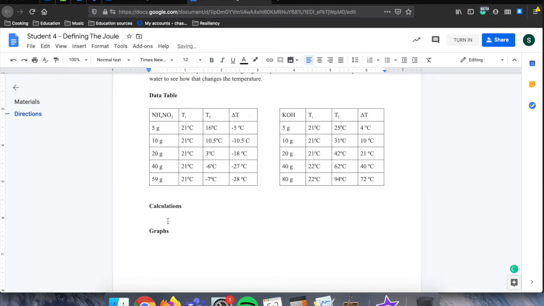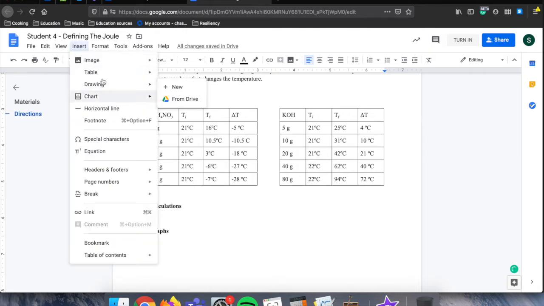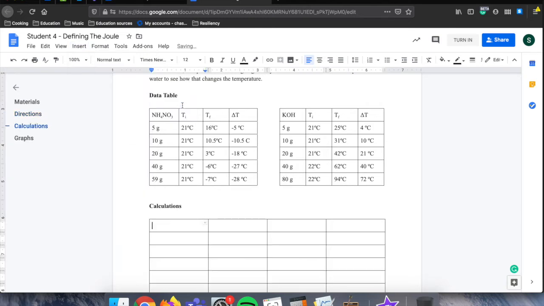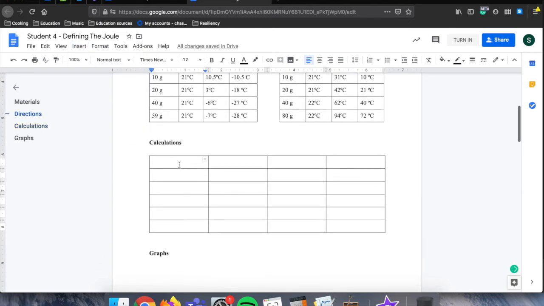And in this section, we're going to do just like I did on the whiteboard. And we're going to add in insert table. I believe it was 4 by 2, 3, 4, 6. I'm going to add in a table. This one's going to be for potassium hydroxide, so put our masses here, 5, 10, 20, 40, and 80. So this is our mass. I'm going to move this over because I like to keep organized.